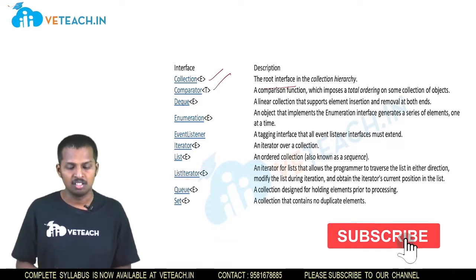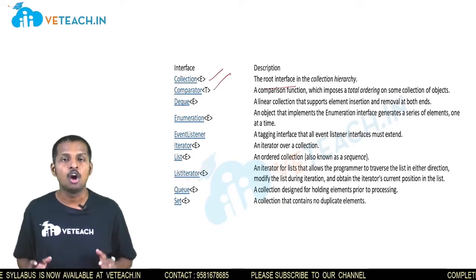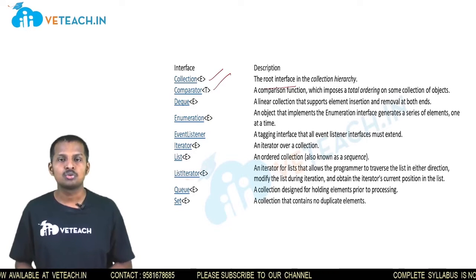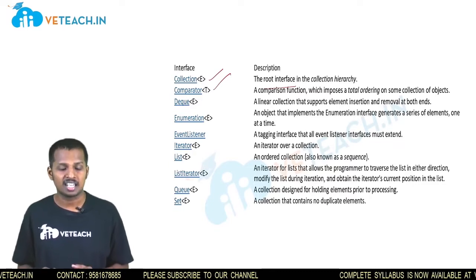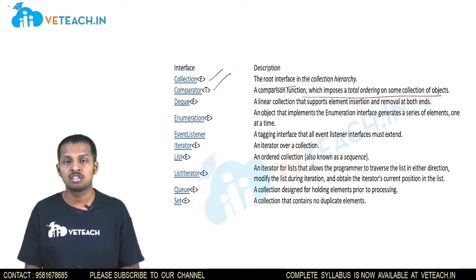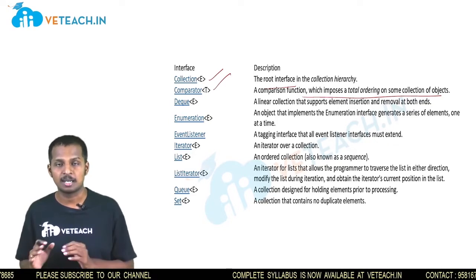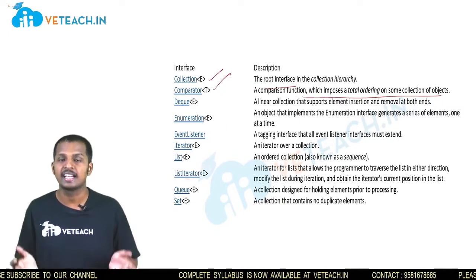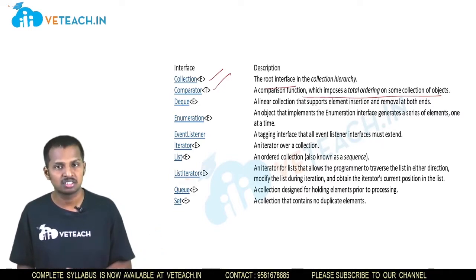Next, comparator. The purpose of the comparator is, for example, when I want to arrange the elements in an order, either ascending or descending. I will define a comparator, which is used to arrange the elements in ascending or descending order. It has a comparison function, which imposes a total ordering on a collection of objects. Only on a collection of objects can we apply this comparator interface. The comparison function is used to compare successive elements and then arrange them in ascending or descending order. We can write a comparison function there.